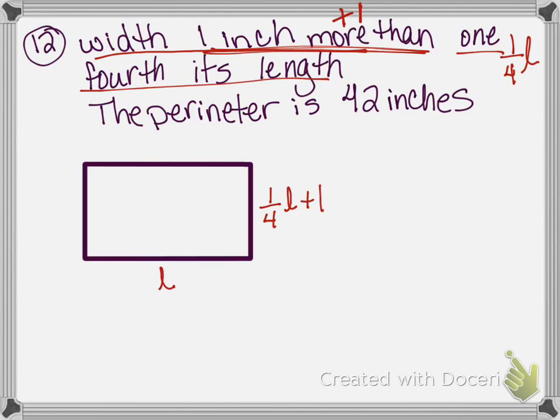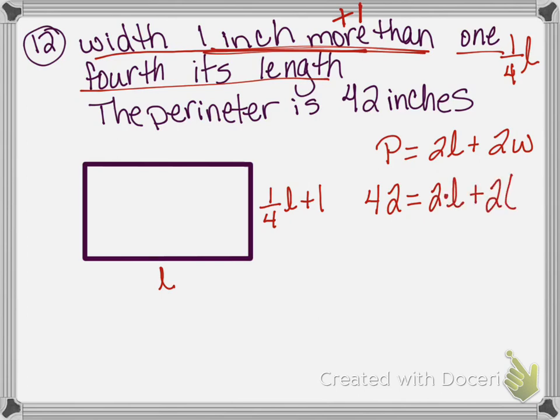The equation for perimeter is 2L plus 2W. Okay? So I've got 42 equals 2 times L plus, what did I figure out the width is? What do I plug in for W? Good. 1/4 L plus 1.